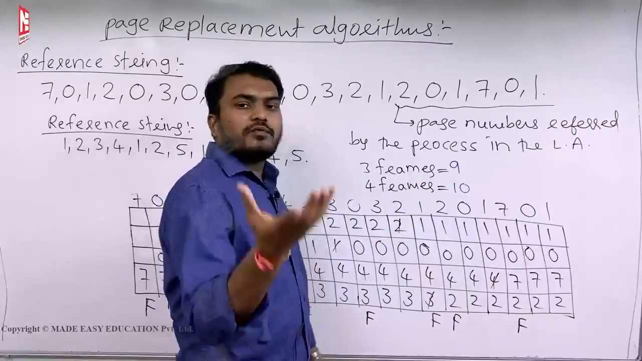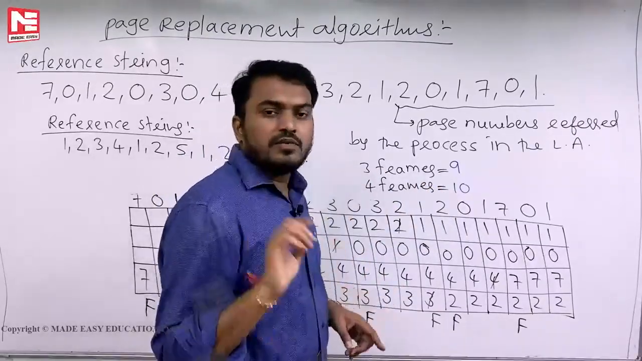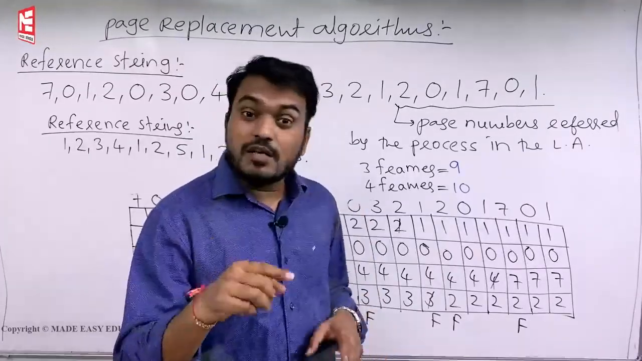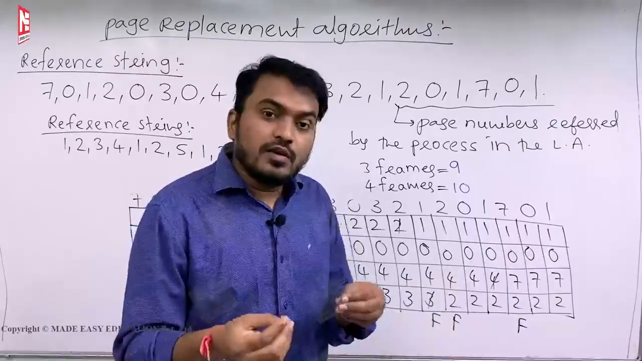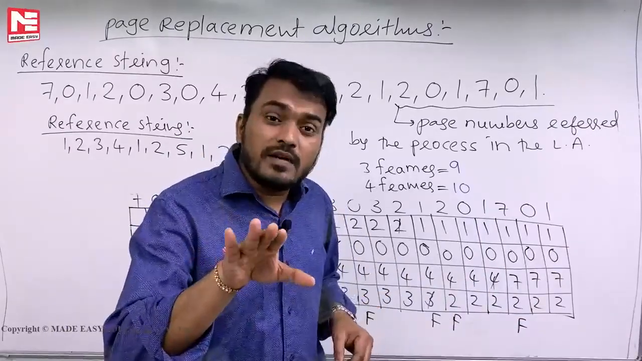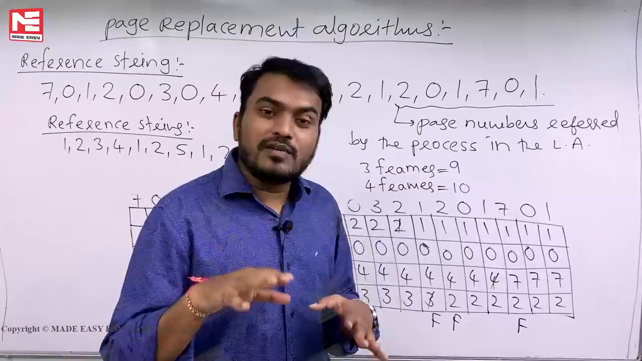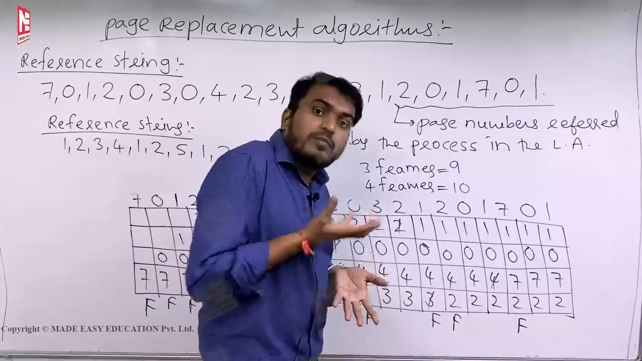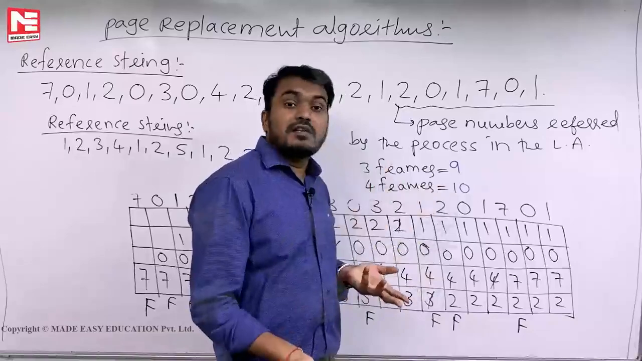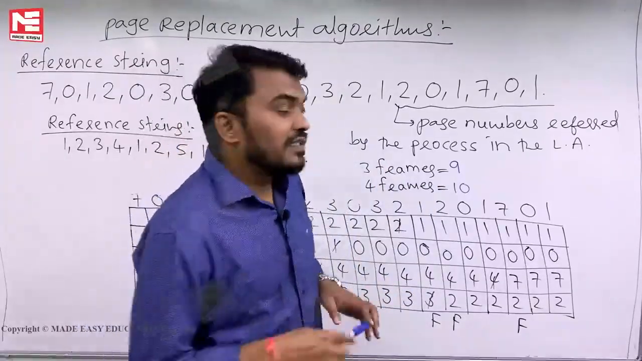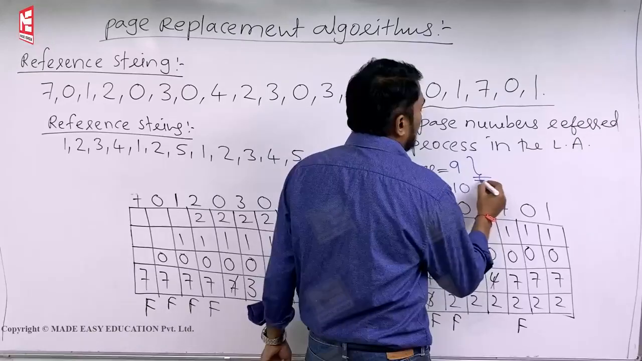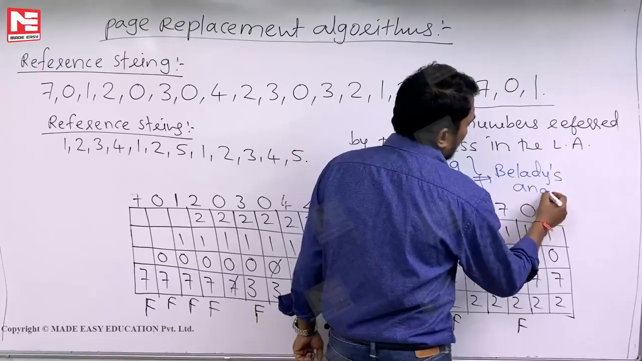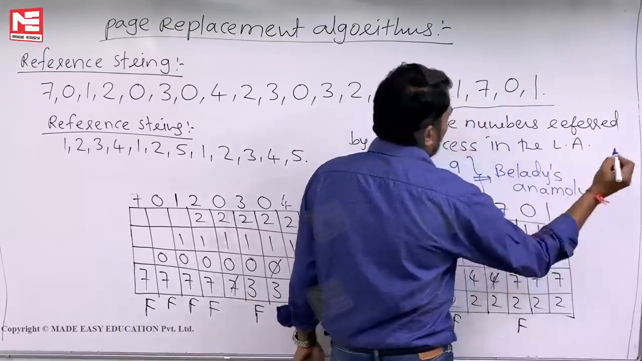When you are giving more number of frames to the process, it means you are giving more main memory. So when you give more main memory, the number of page faults should decrease. But unfortunately, here they are increasing. When you give more main memory to the process, the number of page faults is increasing. Is that clear? This problem is called Belady's anomaly.